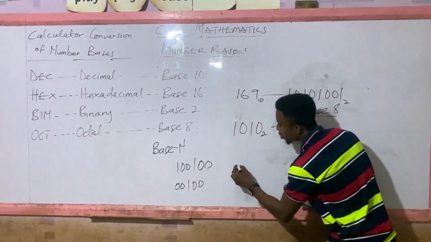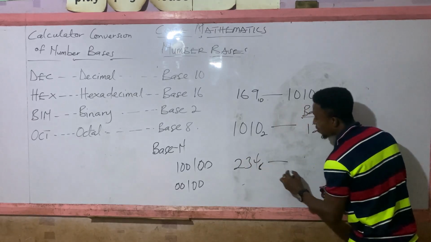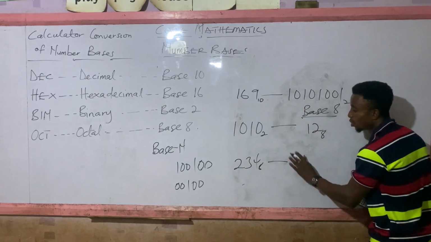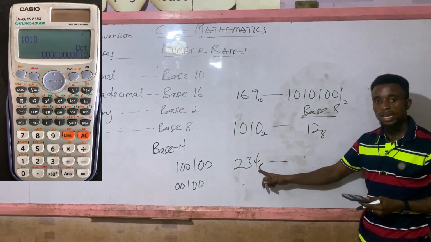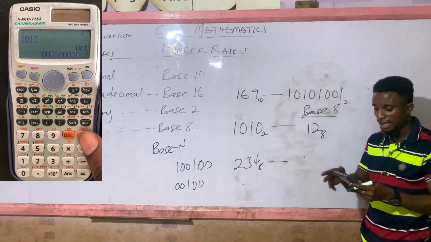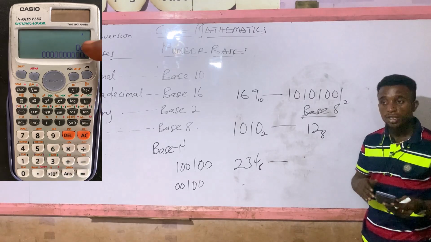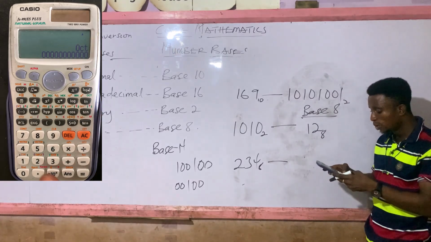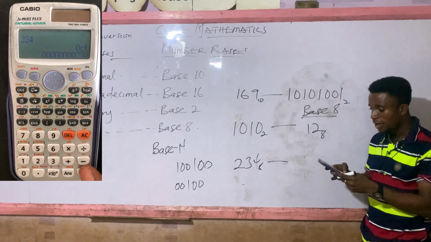Let's imagine you are also given 234 base 8, and you are asked to convert to base 2. We are converting this one to base 2. We have to make sure the calculator is ready for base 8. That is, the oct is ready. So you click on AC and you check if you are having oct. If it is not oct, you click on oct. Then you put 234. Then you click on the equal to.